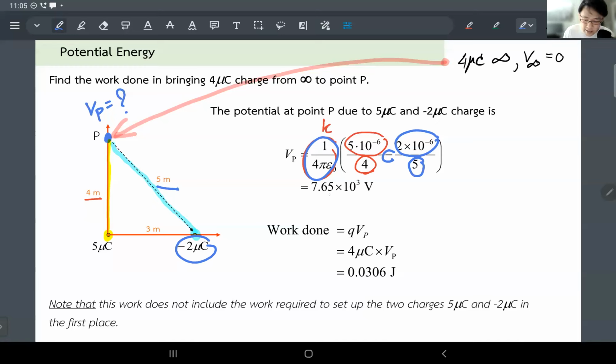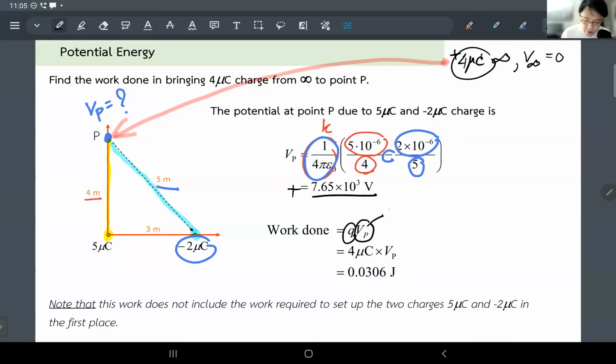So the net, as you can see, you still have the net positive. Oh, that's nice. What does it mean by net positive? It means the potential at point P is higher than zero. So to bring in the charge 4 microcoulomb and place it there, you're dragging the charge uphill. This is a positive charge, guys. It's uphill. So the amount of work done is just going to be the charge multiplied by the potential difference.